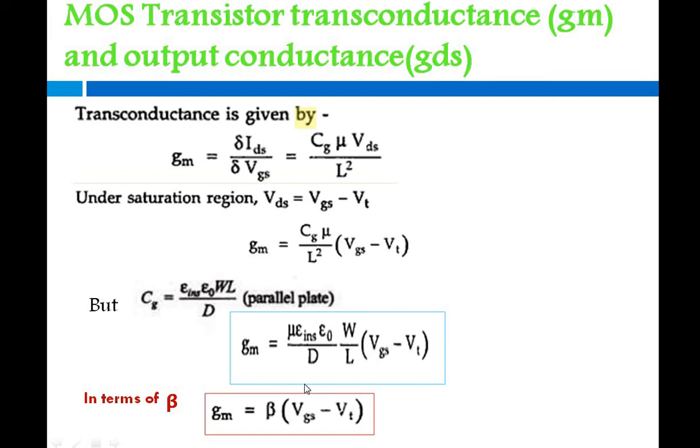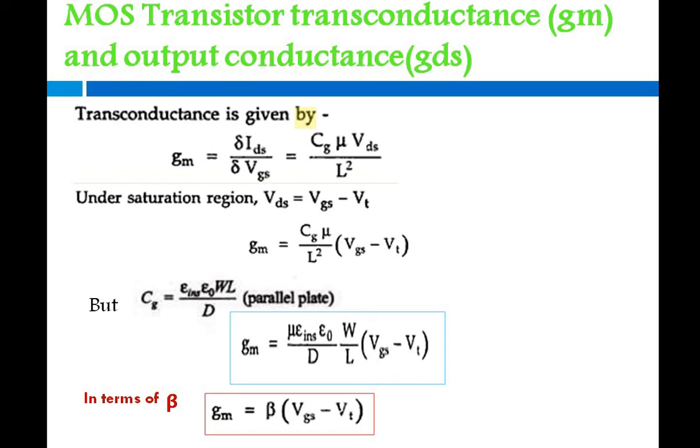So what I am doing now, in terms of beta, I am writing the equations. Gm is equals to beta into Vgs minus Vt. This whole equation. What is the beta value now? Beta is nothing but your mu into epsilon ins epsilon naught divided by T into W by L.